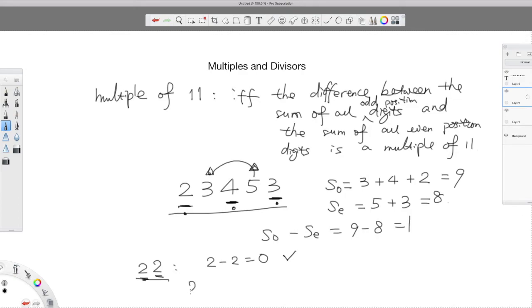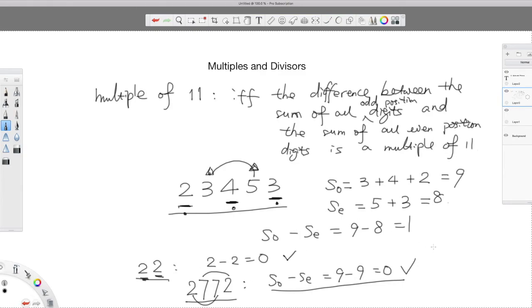How about a slightly more complicated example, 2772? Is this a multiple of 11? If you use this property, 2 plus 7 is 9, 7 plus 2 is also 9, so the difference SO minus SE is 9 minus 9, which is 0. Yes, this is a multiple of 11, so the original number is a multiple of 11.